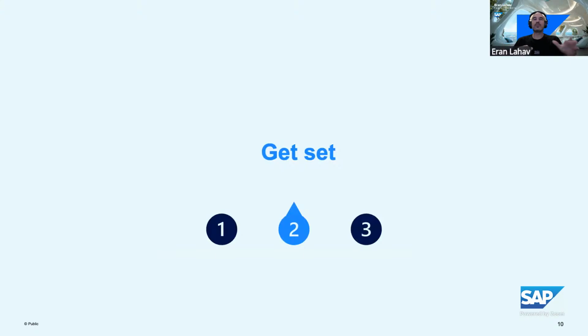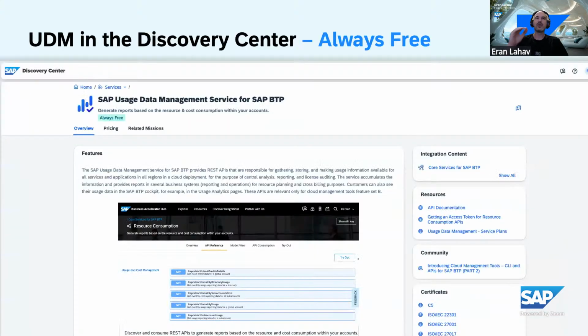BTP cockpit, first layer. Second layer. So if the presentation in the BTP cockpit is sufficient for the global account admins, we are saying the persona who wants more, who wants to take the data into their business systems, we have a free service, which we called SAP Usage Data Management, and it will be always free.